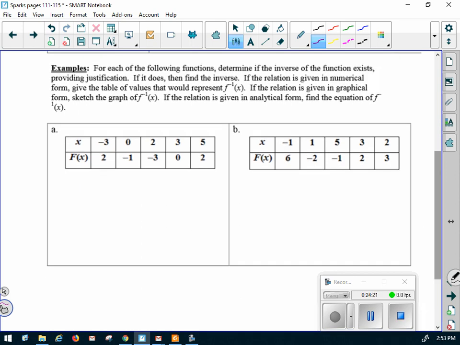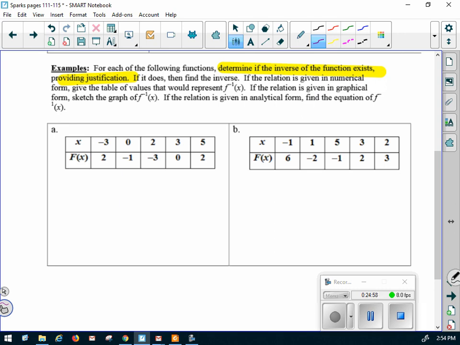Okay. The first thing we're going to do is determine if the inverse exists, and we're going to justify it. If it does, find the inverse. If the relationship is in numerical form, give the table of values that would represent f inverse. These are in tables. So let's just look at A. Now we're going to assume that those are discrete, that we would not be connecting the points, okay?